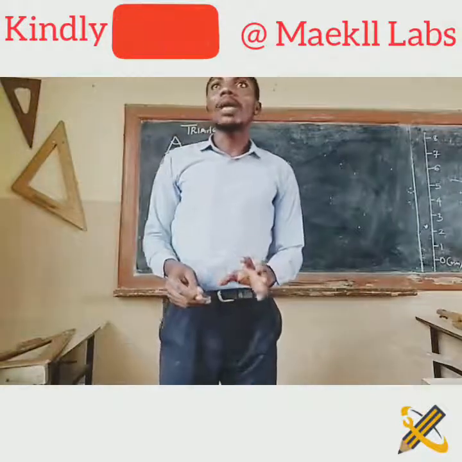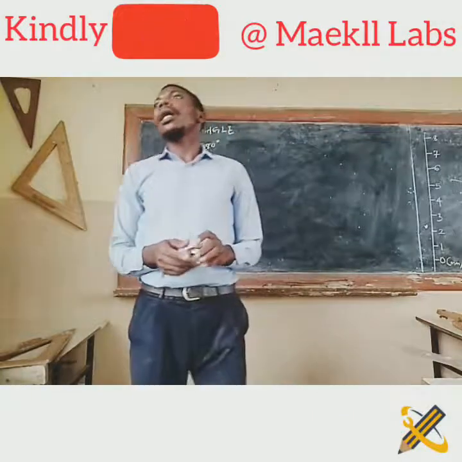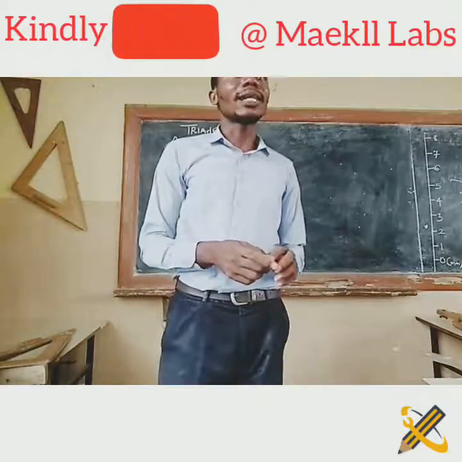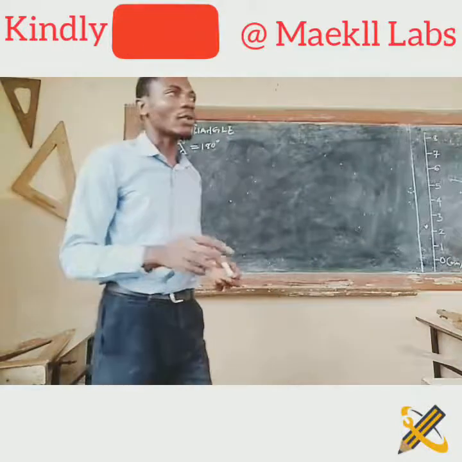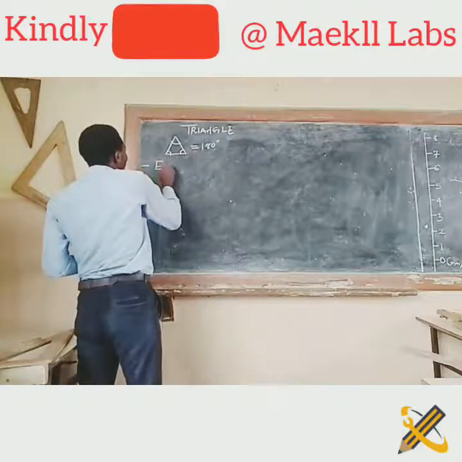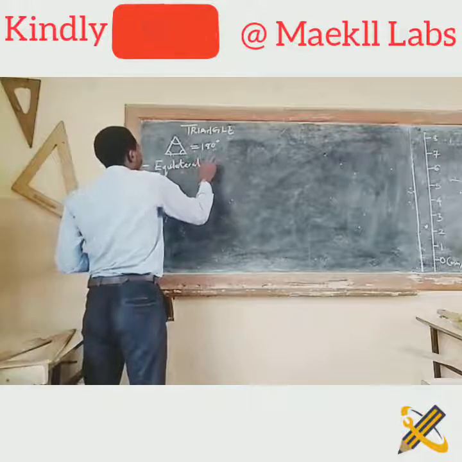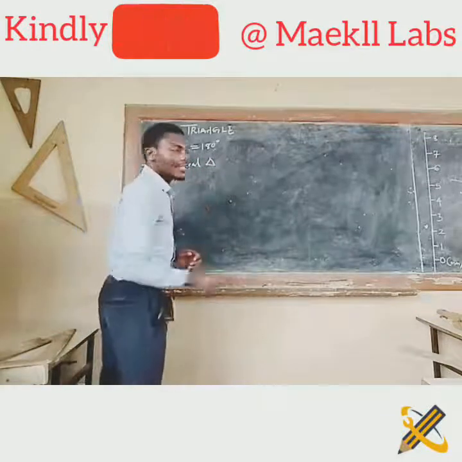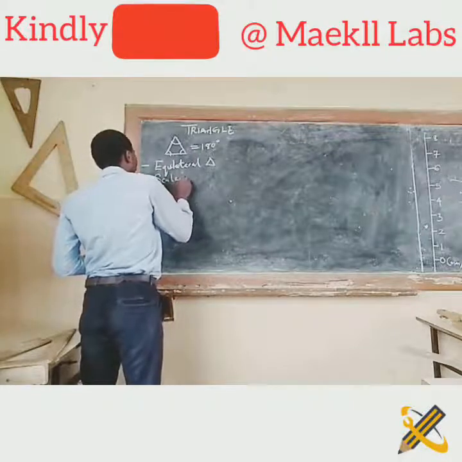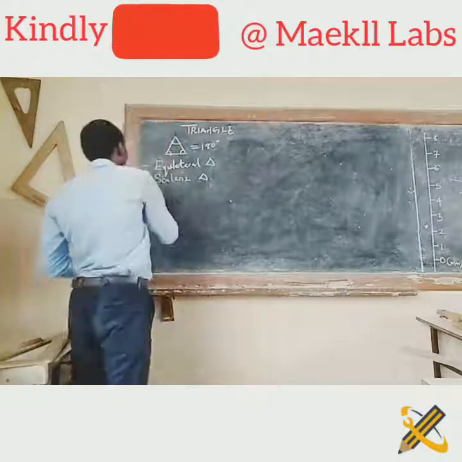Basically, under triangle, we have three major types, classified according to the length of side. The very first one is the equilateral triangle. The second one is the scalene triangle. The third one is the isosceles triangle.